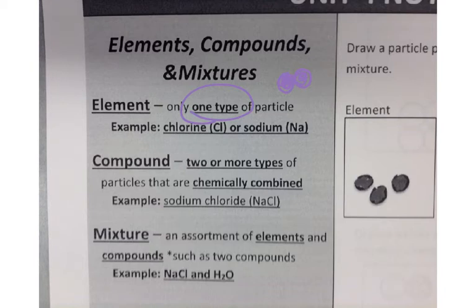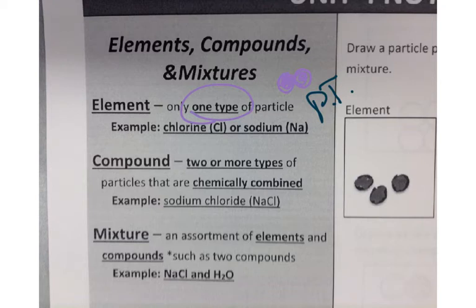Where are you going to find your elements? Well, all you need to do is look at the periodic table, okay? The periodic table is chemistry's cheat sheet, per se. So all you have to do is look at it. If it's on the periodic table, it is considered an element.